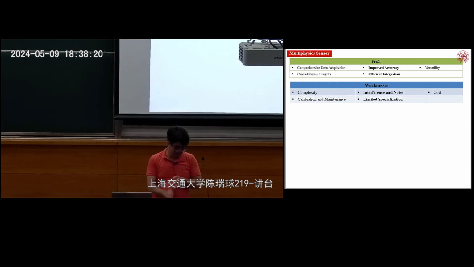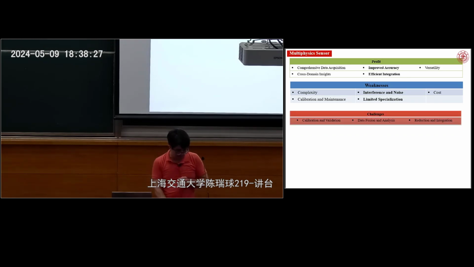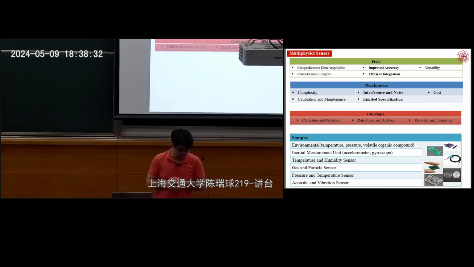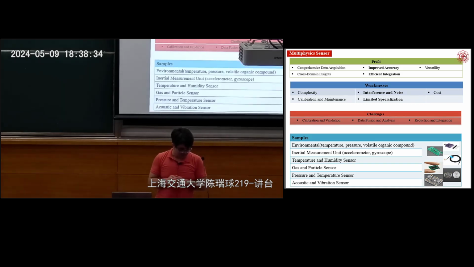So, what about the multiphysics sensors feedbacks? For example, this slide is related to the last slides about multisensory. In this slide, we can see the profit, like accuracy and efficiency, are two important feedbacks, and positive feedbacks especially. About the limitations, the limitations of multiphysics are interference and noise.